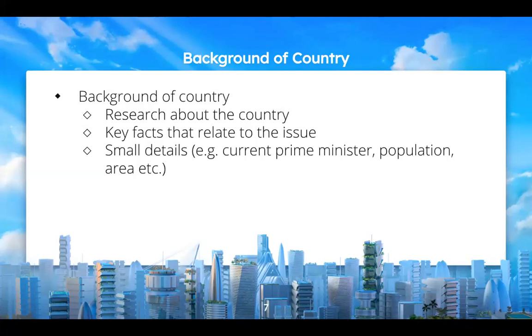All right, so background of the country. You would research about the country and the key facts related to the issue about the country. For example, at my school, the teacher gave us charts, like a template that has the current prime minister, population, area, population density, and all those small details, and we just have to fill it in. There's also a list at the top of the third page of the Model UN rules that we sent.